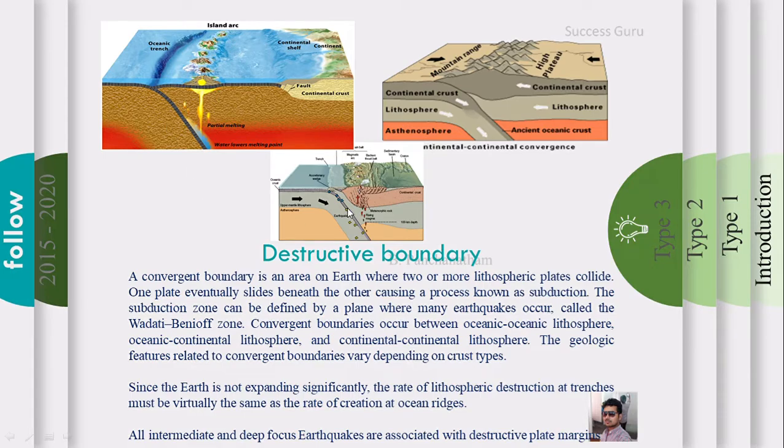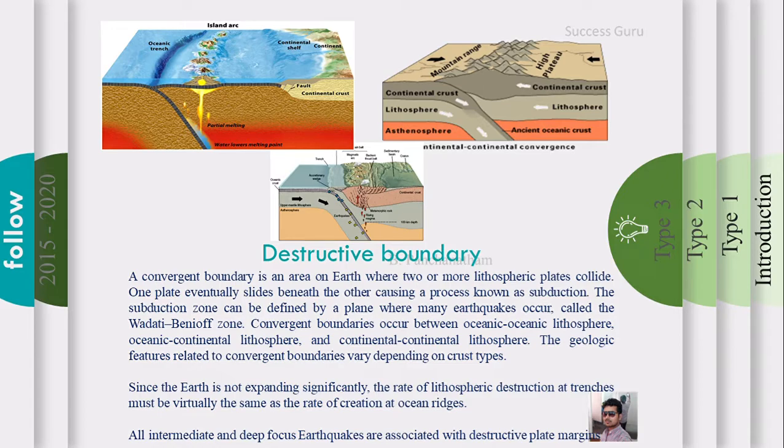Since the Earth is not expanding significantly, the rate of lithosphere destruction at the trench must be virtually the same as the rate of creation at the oceanic ridge. As we said in type 2, there is creation of new lithosphere, so this should be destroyed at the same rate here. If not, the Earth would be expanding, right? The Earth is actually not expanding, so the rate of construction should be equal to the rate of destruction.